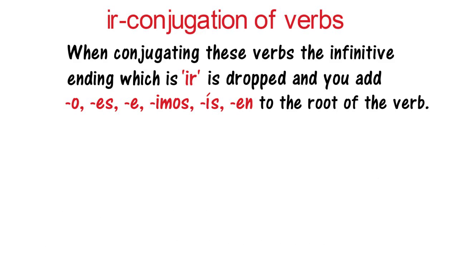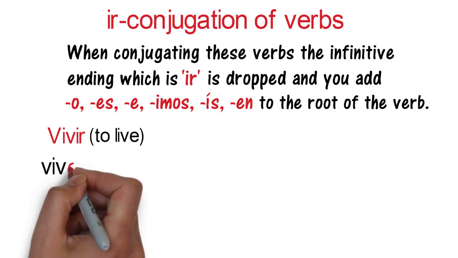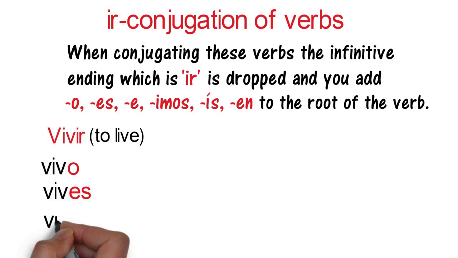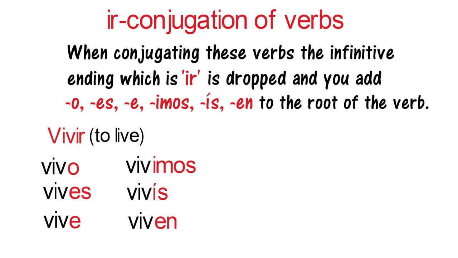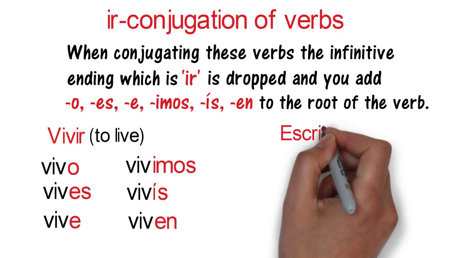The third category of verbs are verbs that end with IR, and when conjugating these verbs, the infinitive ending, which is IR, is dropped, and you add o, es, e, imos, ís, en to the roots of the verb. Let's try our first example. Vivo, vives, vive, vivimos, vivís, viven. Let's try another example.